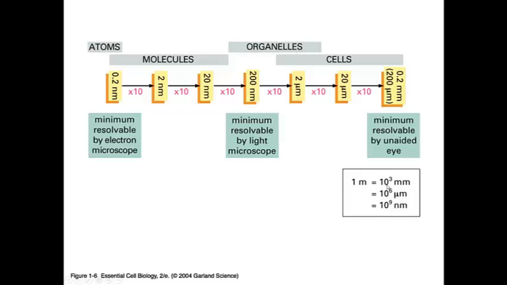So 10 to the third millimeters equals 1 meter. You go down another 3 log orders to get to micrometers. So 1,000 micrometers equals a millimeter, and then again 1,000-fold down to nanometers. So 1,000 nanometers equals 1 micrometer, or a million nanometers equals 1 millimeter.